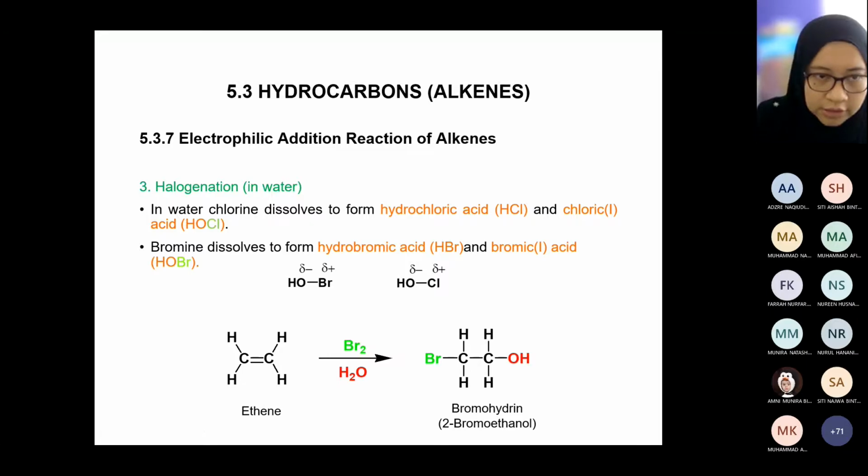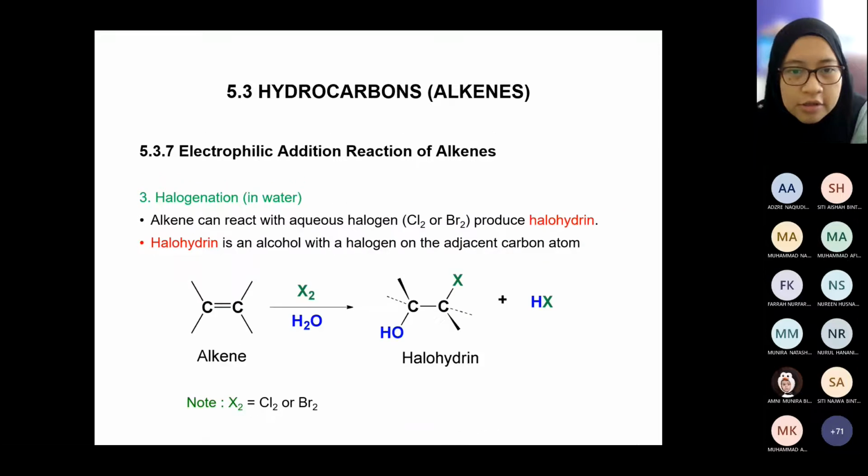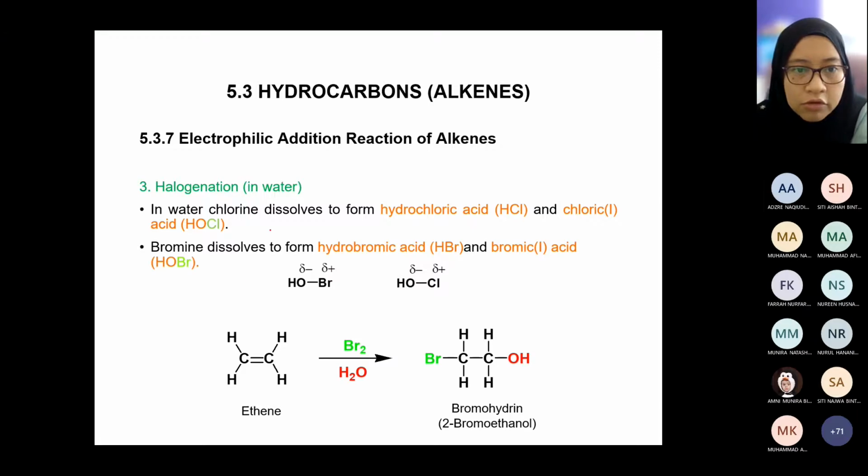Okay, all right. So alhamdulillah, let's proceed. Halogenation in water just now. Okay, so in water, chlorine dissolved to form hydrochloric acid and chloric acid HOCl. As for bromine, also dissolved to form hydrobromic acid and bromic acid HOBr. Okay, all right. So these are the product of halogen dissolved in water. Okay, so we have HOBr and HOCl.